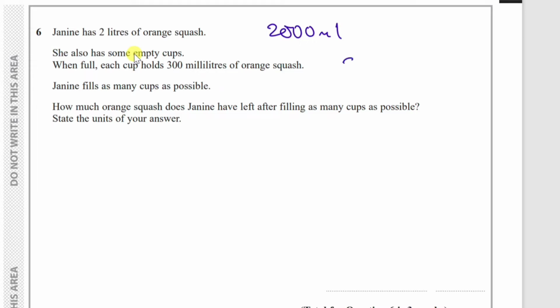And each cup holds 300 ml. So that is also important to keep in mind. Janine fills as many cups as possible. How much orange squash does Janine have left after filling as many cups as possible? Okay, so it's just a question of how many times does 300 go into 2,000? Well, we can do some division, isn't it? So it's just basically 2,000 divided by 300.